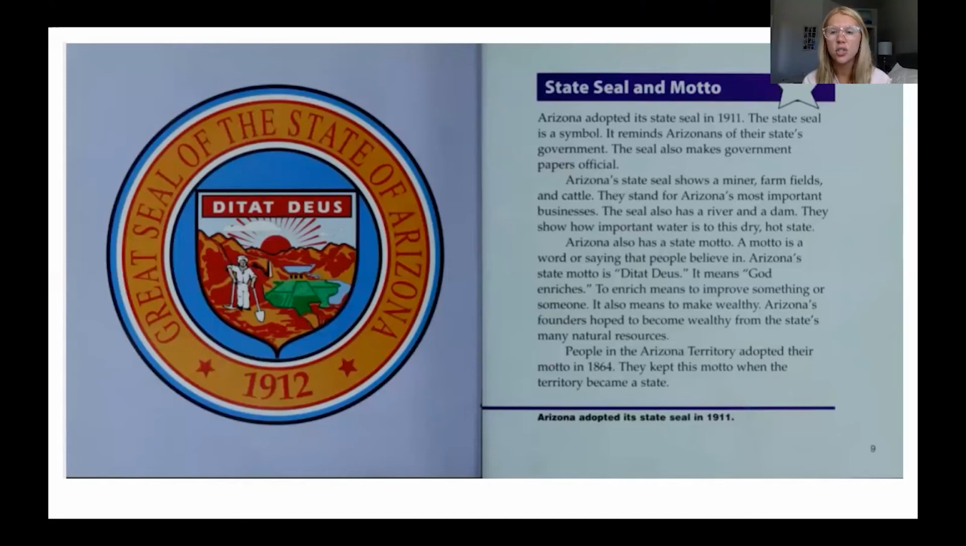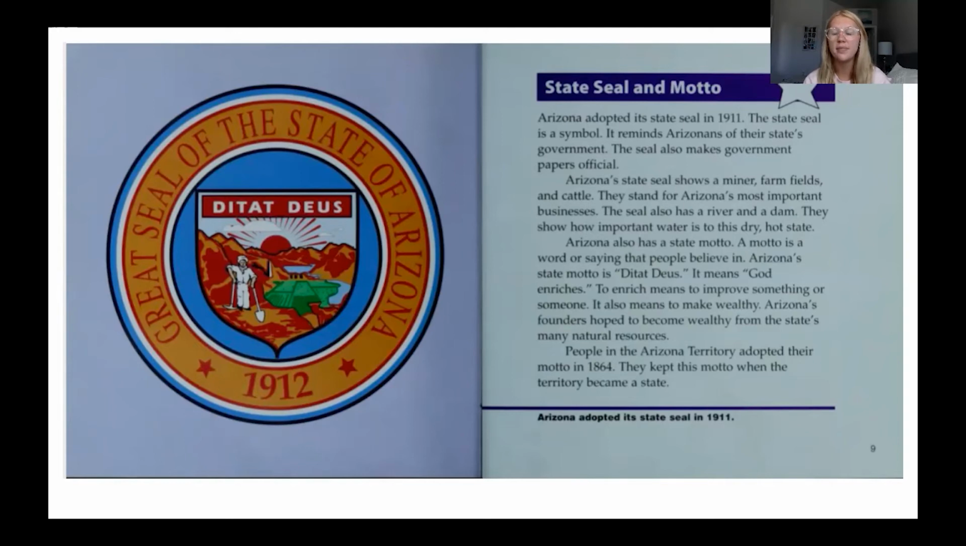Arizona's state seal shows a miner, farm fields, and cattle, which if you look closely, you can see. They stand for Arizona's most important businesses. The seal also has a river and a dam. They show how important water is to this dry, hot state.